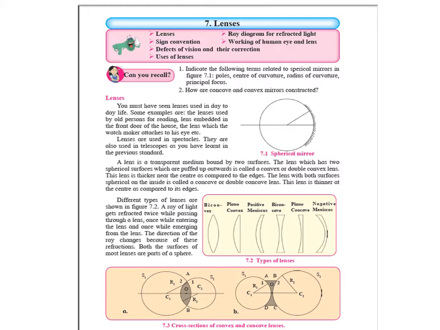The lens with both surfaces spherical on the inside is called a concave lens or the double concave lens. If you look at the diagram, the first, second, third, the fourth one, biconcave lens. This lens is thinner at the center as compared to the edge.